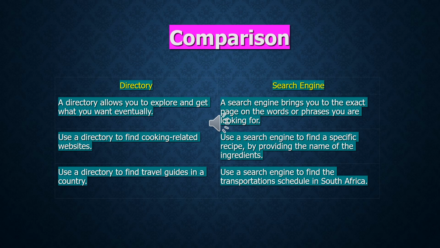Here we are comparing the difference between a directory and a search engine. A directory allows you to explore and get what you want eventually, while a search engine brings you to the exact page on the words or phrases you are looking for. So for example, let's say you are looking for something related to cooking. Use a directory to find cooking-related websites, while you use a search engine to find a specific recipe by providing the name of the ingredient. You also use a directory to find travel guides in a country, while you use a search engine to find the transportation schedule in South Africa.